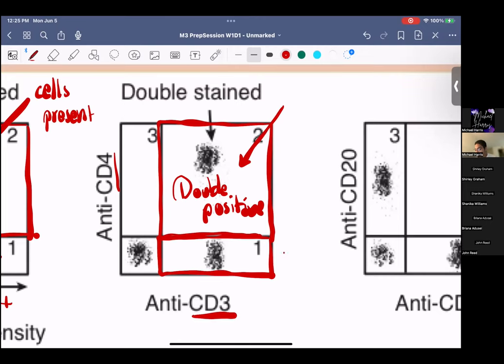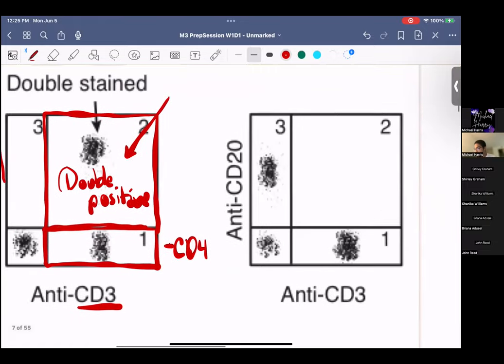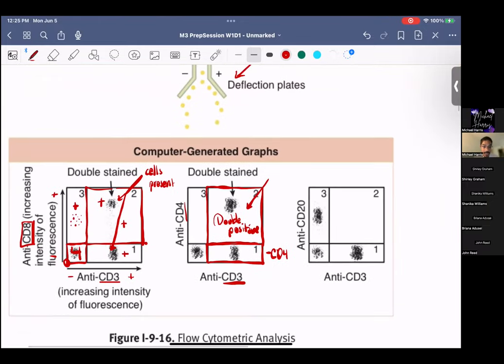This also means negative for CD4. Okay, perfect. Great. Now, that's how you read these. You're going to see these shown on your tests and on your quizzes, because this is how they quantify if someone's blood has a certain cell that they're looking for.